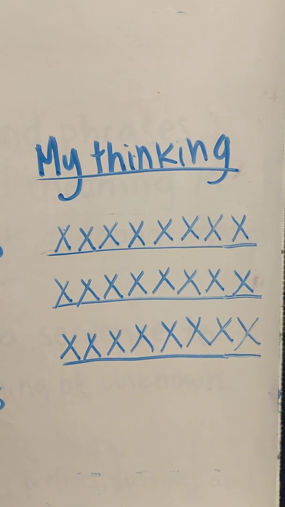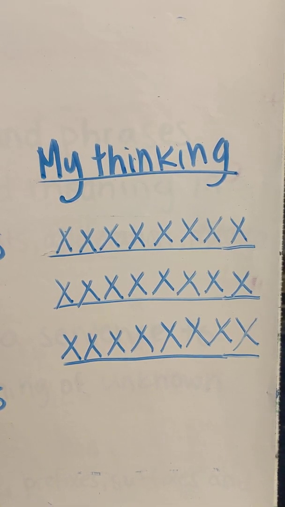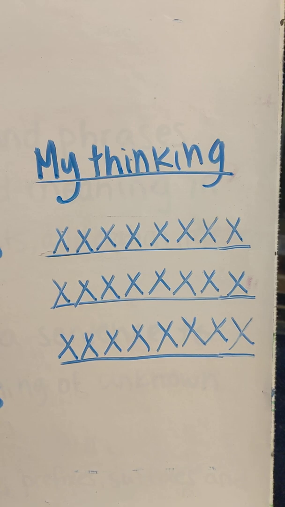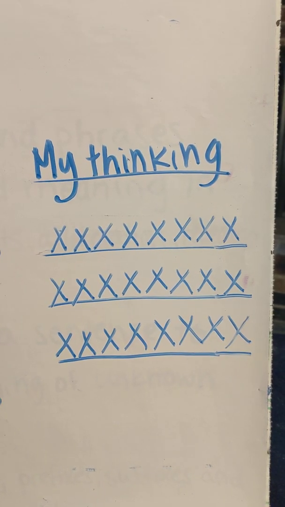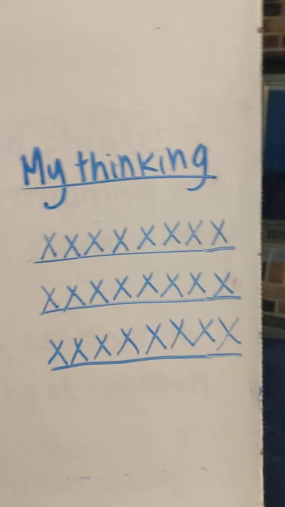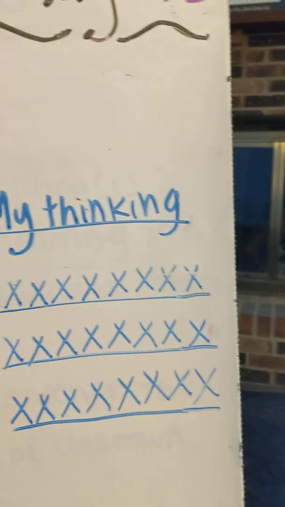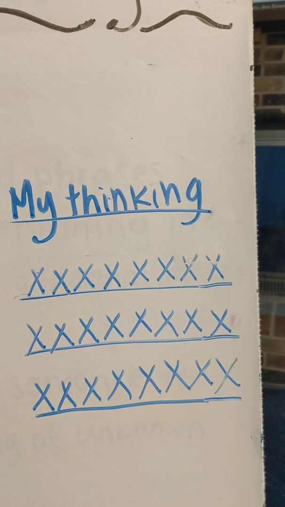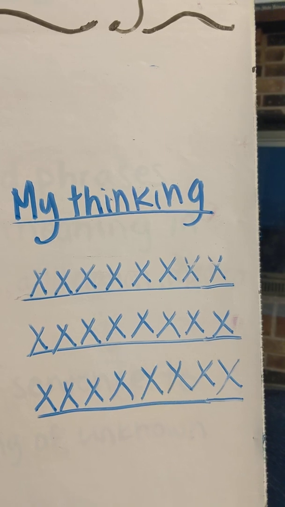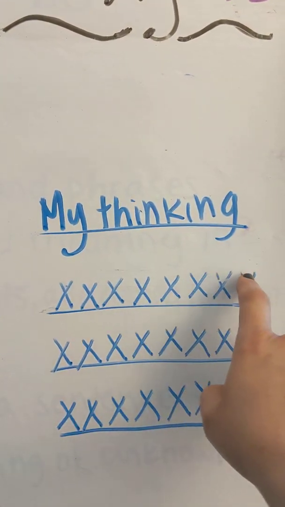So now that I know the information I have and what I'm looking for, I can show my thinking and how I think about the problem. So here I've drawn an array. I have 3 rows. You can see here, 1, 2, 3. And inside each row, I have 8 jumps. Let's go ahead and skip count that. 1, 2, 3, 4, 5, 6, 7, 8.